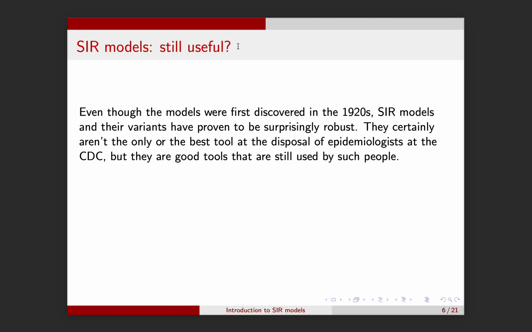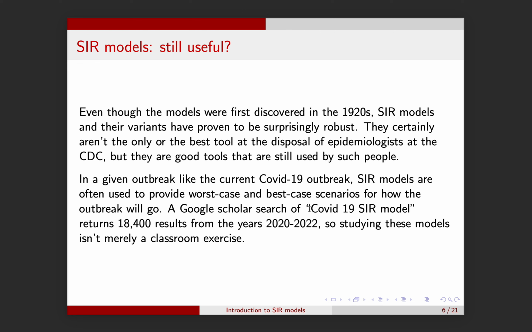These models have been adapted and tinkered with over the years. So a lot of the current work in disease spread doesn't use the straight up classic models, but the models that are used are pretty close. Anyway, so these models are still used. And just as an example, if you put this into Google Scholar, you're going to get more than 18,000 hits over the last 3 years.